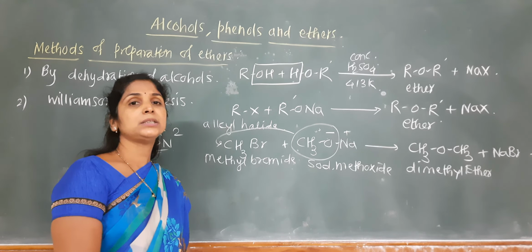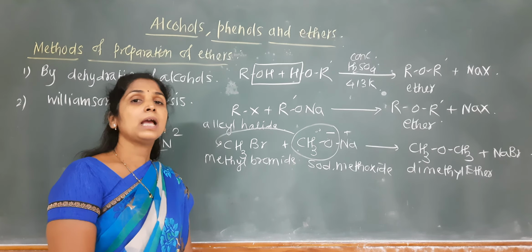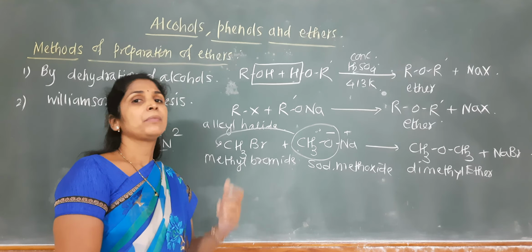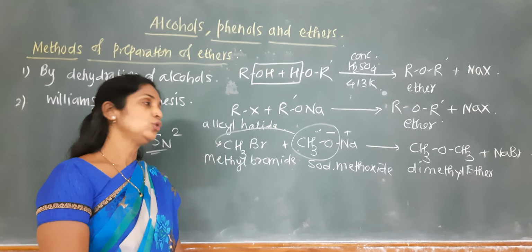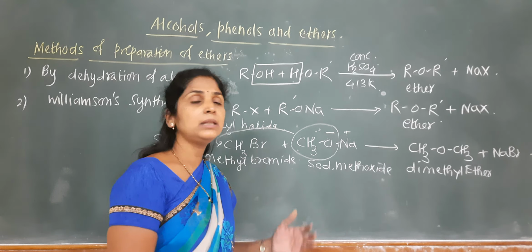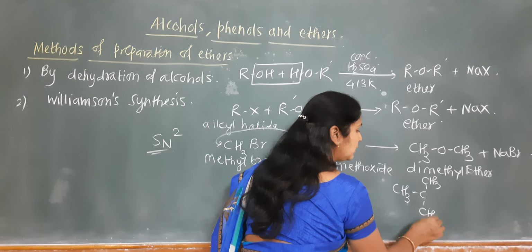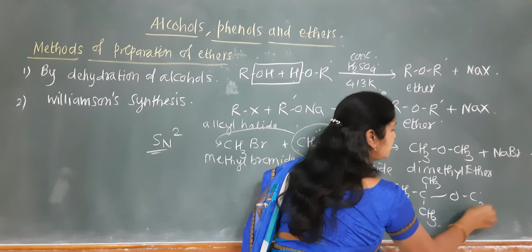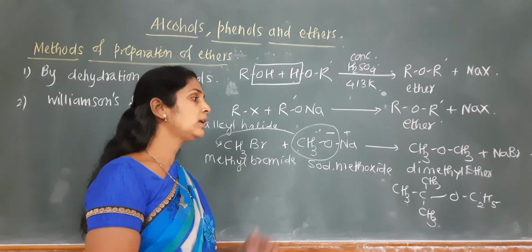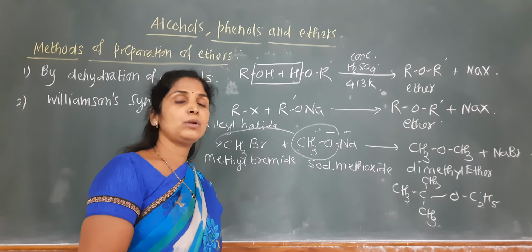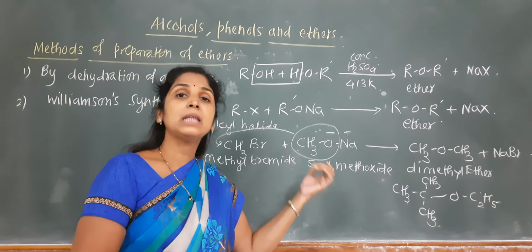Suppose we have to prepare an ether where one group is a tertiary butyl group and the other is simple, suppose C2H5. The name of this compound would be tert-butyl ethyl ether.